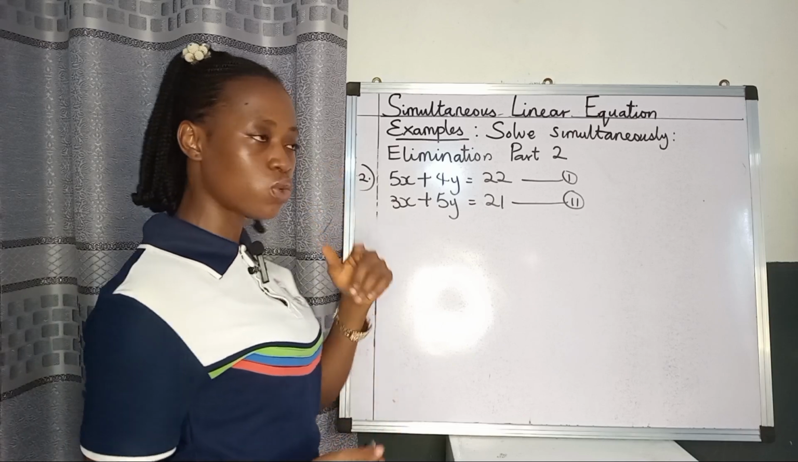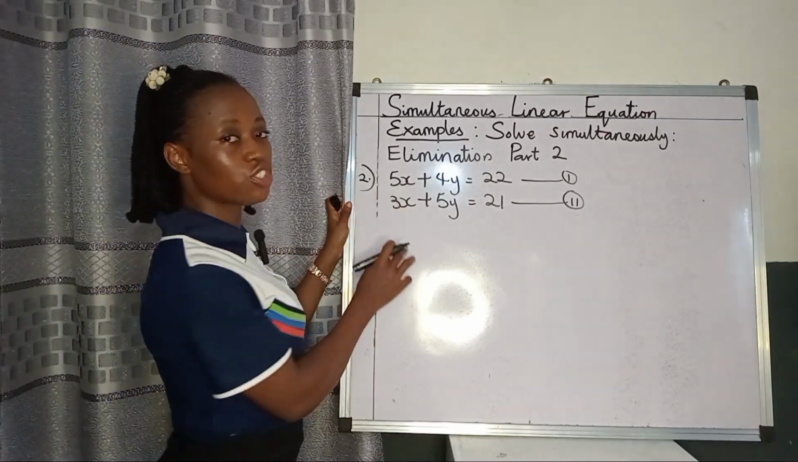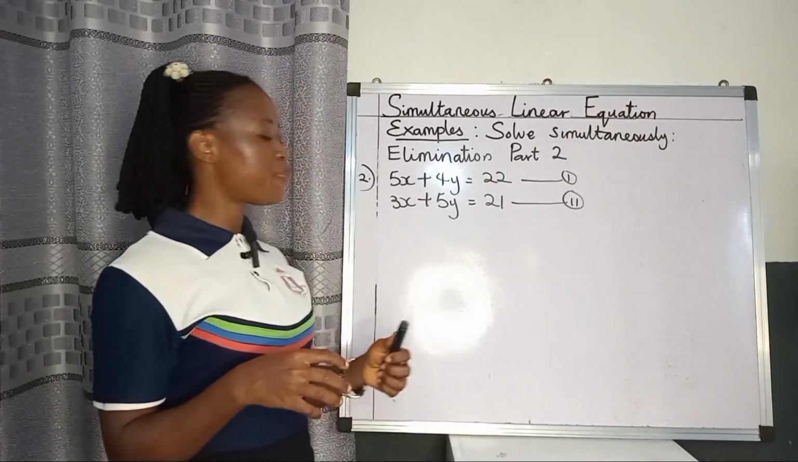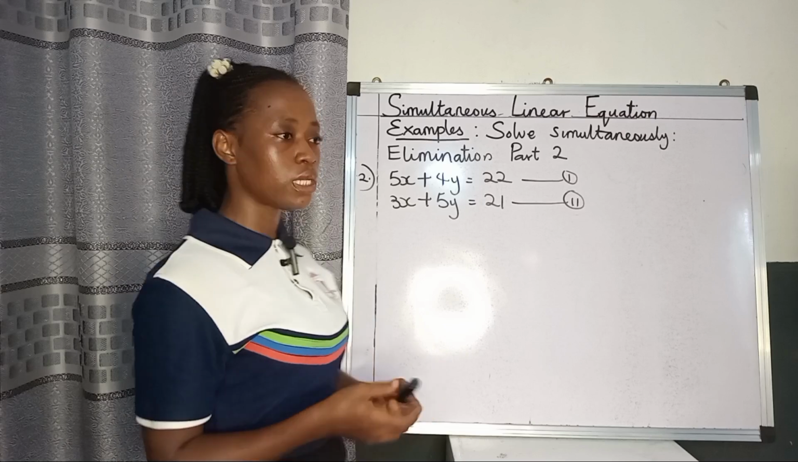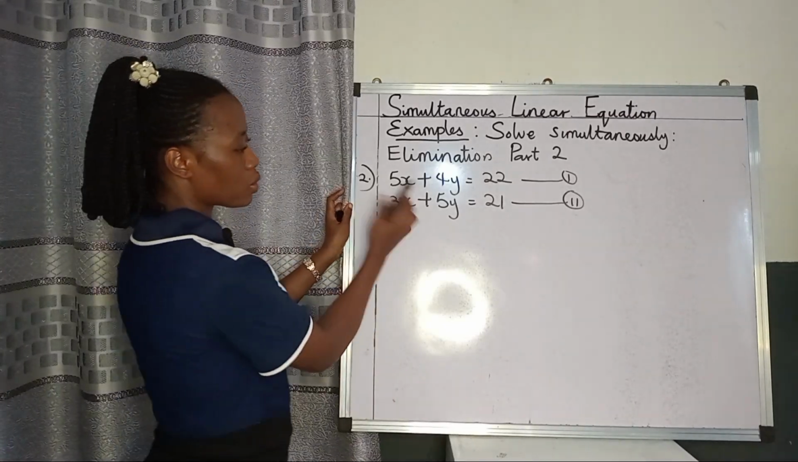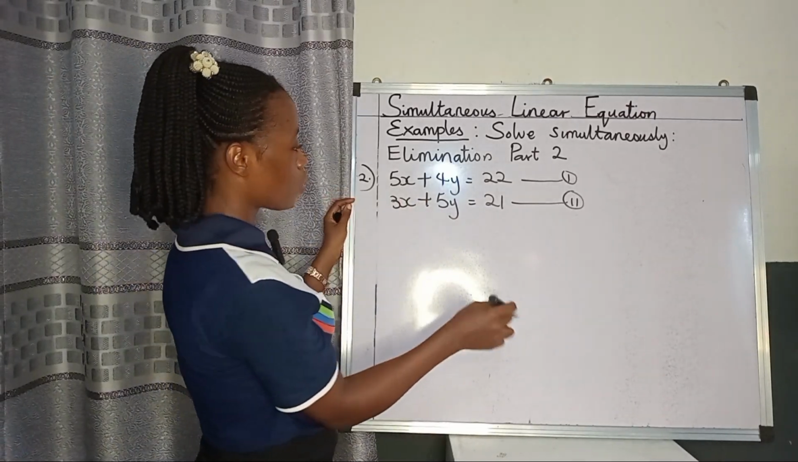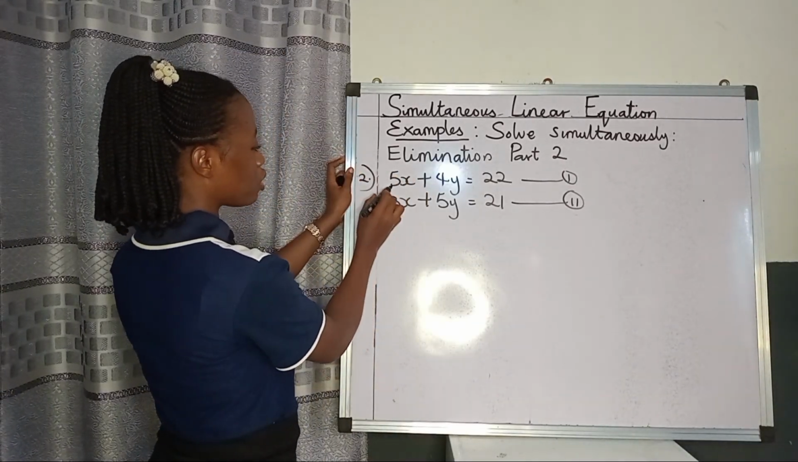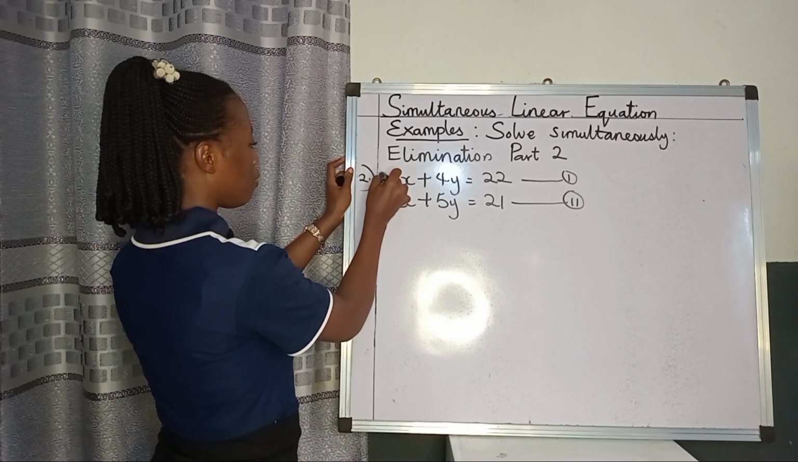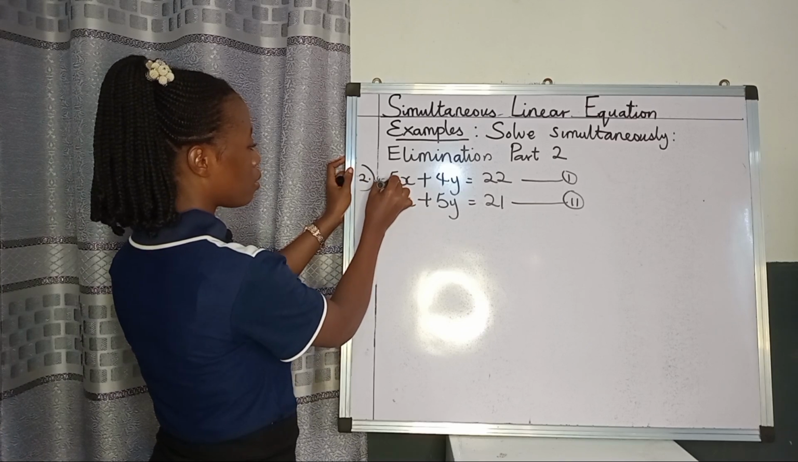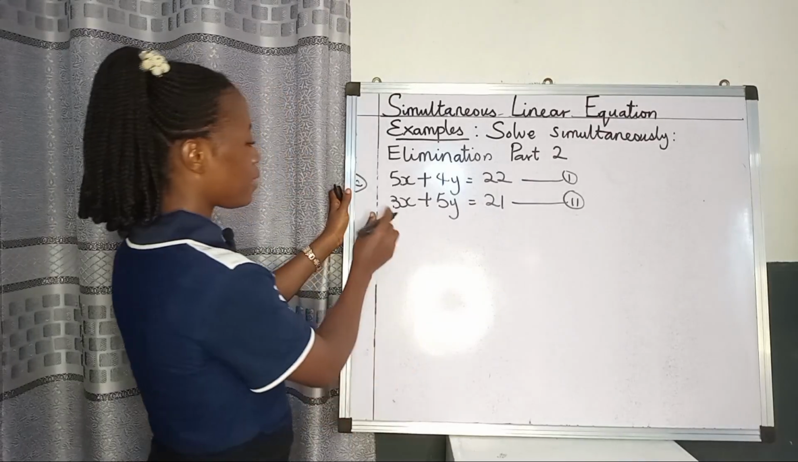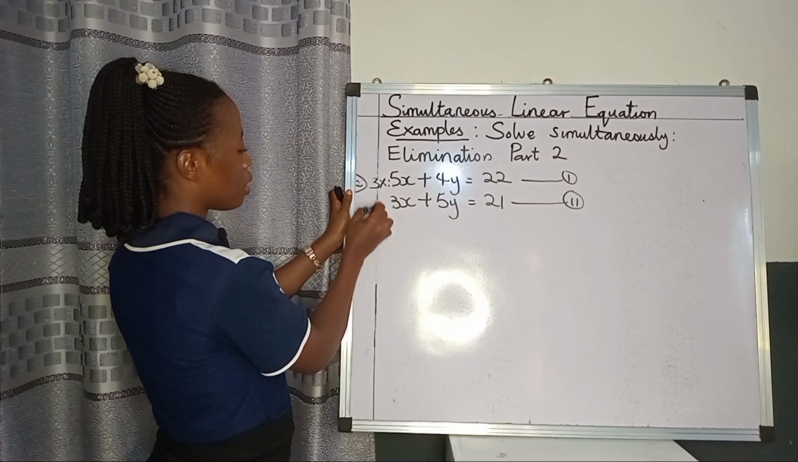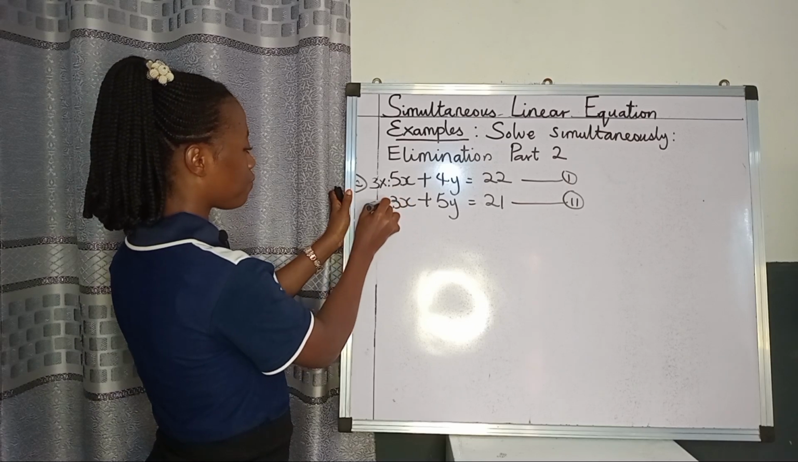To do this, like I told you earlier, you interchange the variables. So it depends on the variable that we want to eliminate. I can eliminate x, or I'll eliminate y. So anyone you wish to eliminate. I want to eliminate this x. So I'm multiplying equation 1 by 3, and I'll multiply equation 2 by 5.